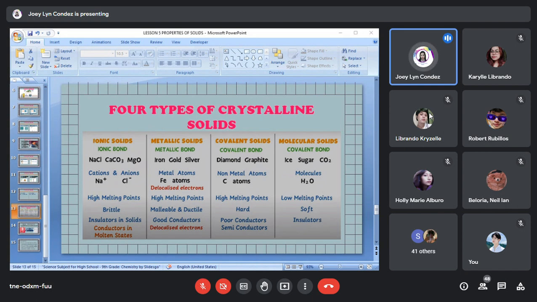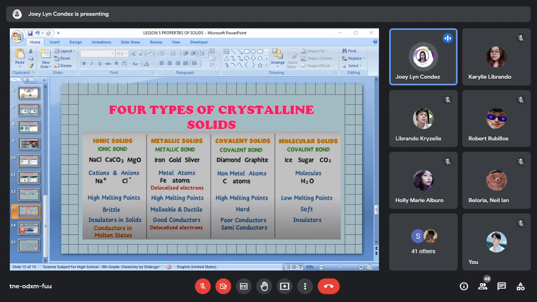For metallic solids, they are all metals. For example, iron is a metallic solid. It's a crystalline solid. Gold is a metallic solid. It's a crystalline solid. Silver also is a crystalline solid.